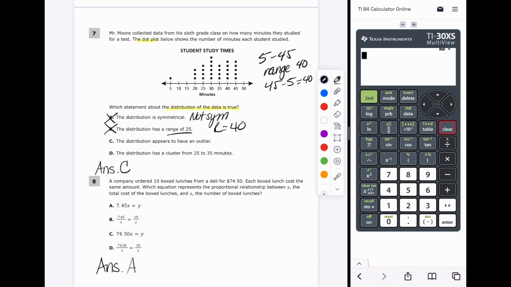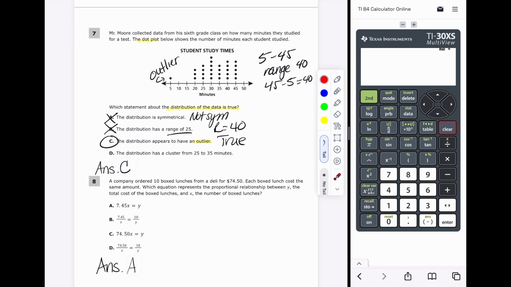The distribution appears to have an outlier. So an outlier means all my data is kind of clustered together like this. But then you see this little guy over here, he's outside of that. He's outside of the cluster. That's what makes him an outlier. So that is true. That's why C is the answer.